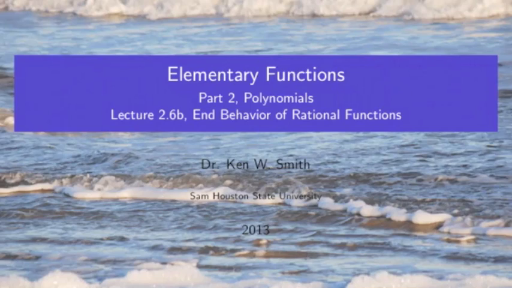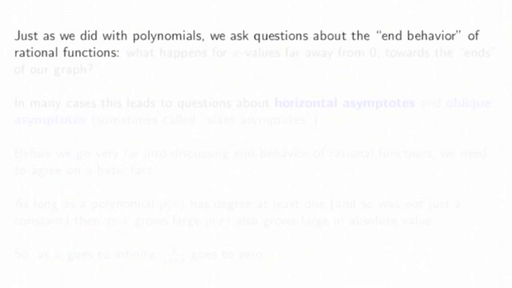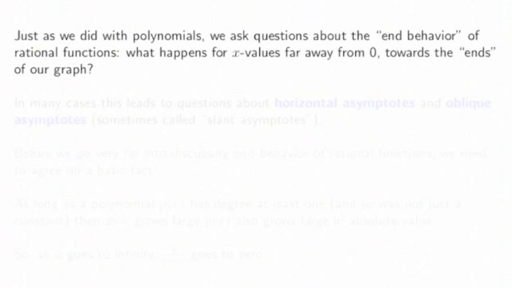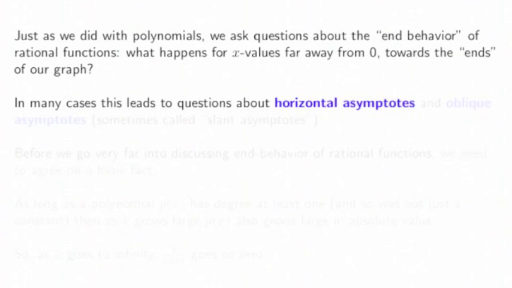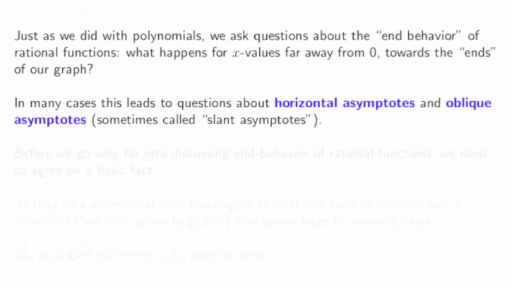In this presentation, we look at the end behavior of rational functions. Just as we did with polynomials, we can ask questions about the end behavior of rational functions. What happens for x values far away from 0, for large x values towards the ends of our graph, far from the y-axis? In many cases, this leads to questions about horizontal asymptotes and oblique asymptotes, sometimes called slant asymptotes.